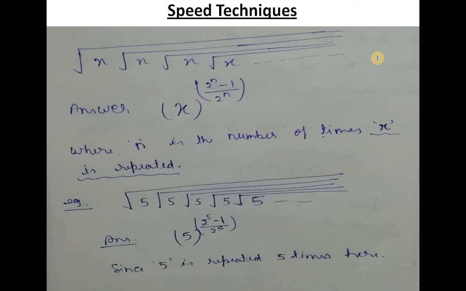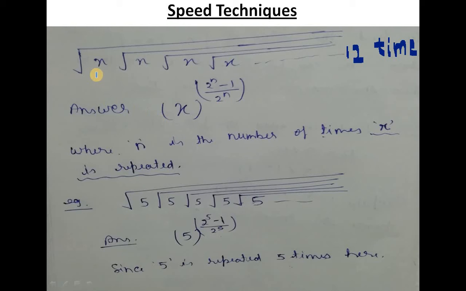This is definitely showing that it is going to infinity, but there should be some definite number given in the question paper. If for example here it is written 12 times, so what would be the answer? Sorry for my handwriting. The answer would be x to the power (2 to the power 12 minus 1) divided by 2 to the power 12. And this is direct.